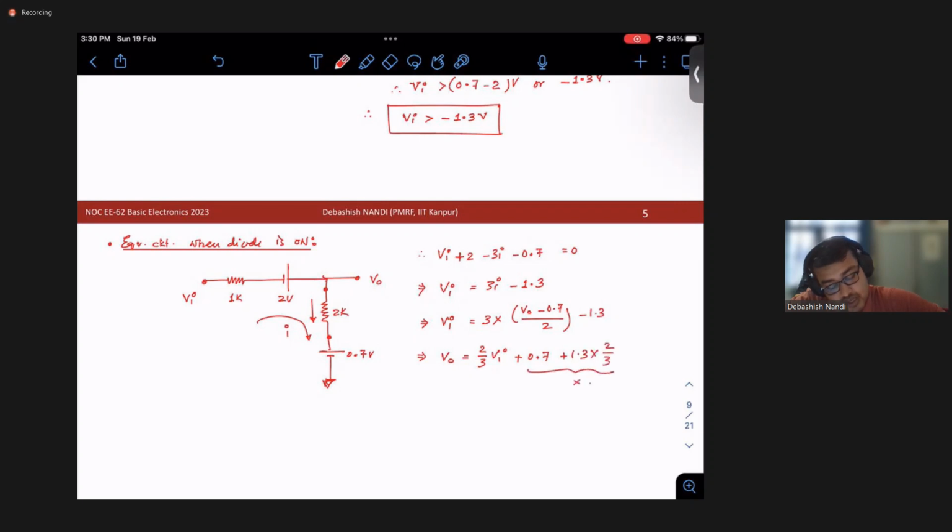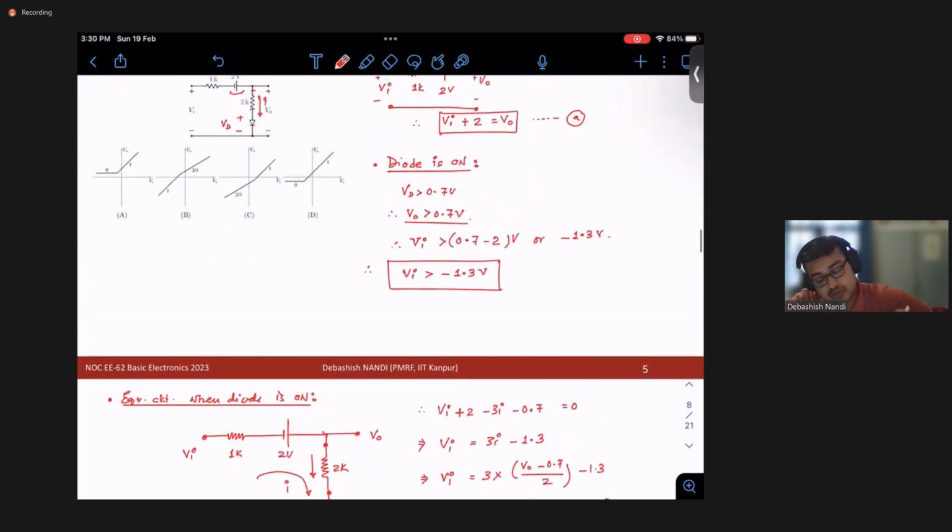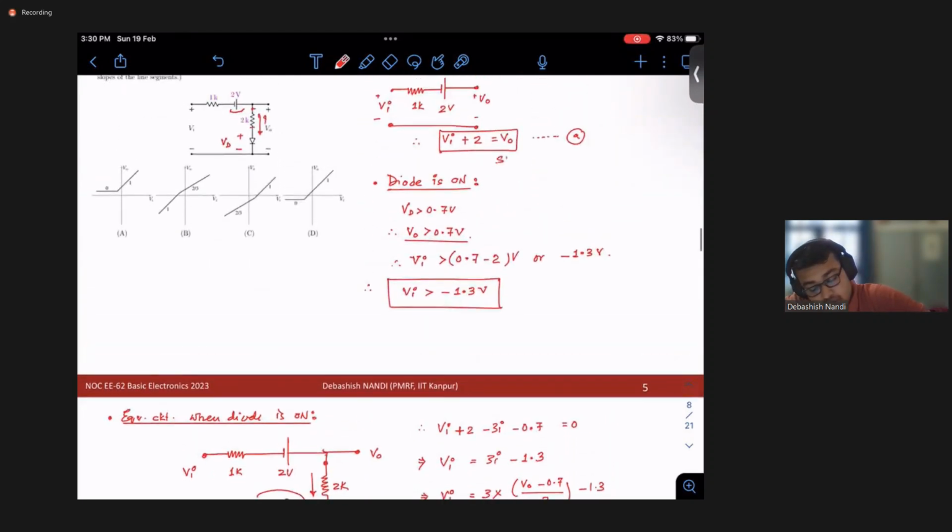This we don't care about. So your slope is, again, it is coming out to be 2 over 3 when your diode is on. Here your slope is 1, right? This is your output, this is your input.